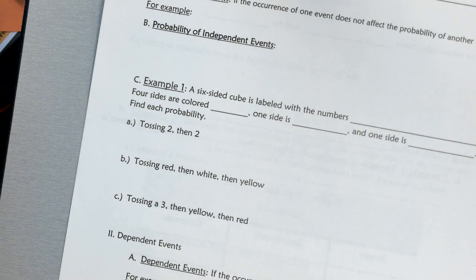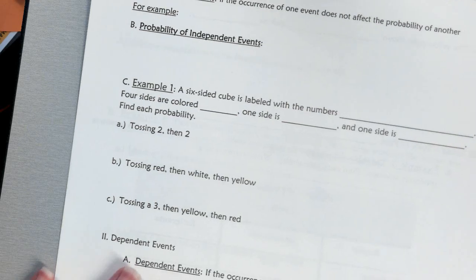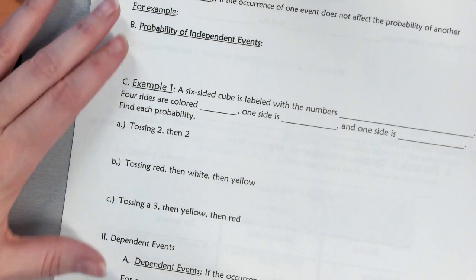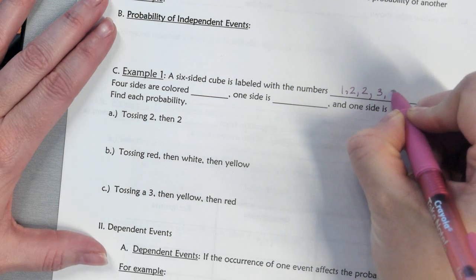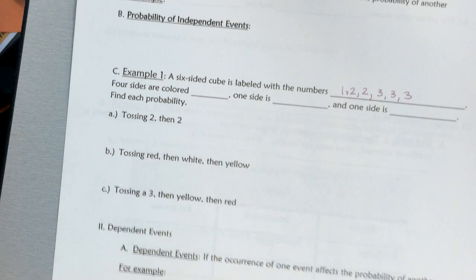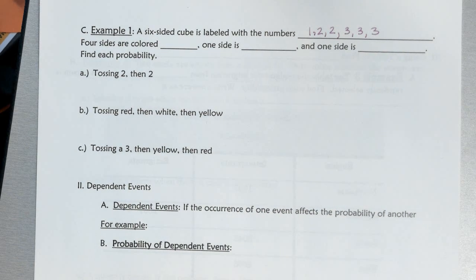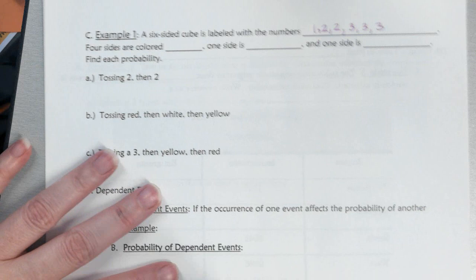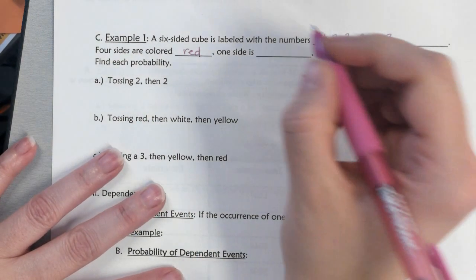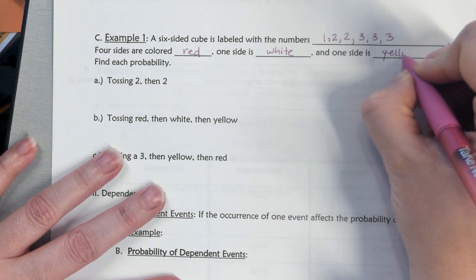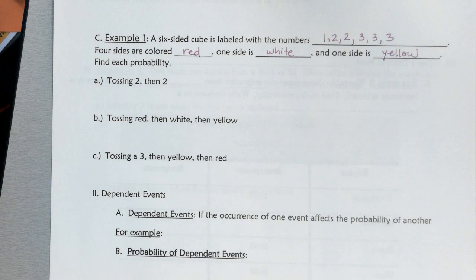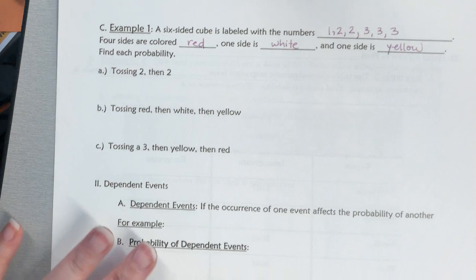Okay, and then for example 1, we have a 6-sided cube. It is labeled with the numbers 1, 2, 2, 3, 3, and 3. And then 4 sides are colored red. 1 side is white. And 1 side is yellow. Okay, find each probability. So the first one is the probability of tossing a 2 and then tossing a 2 again.